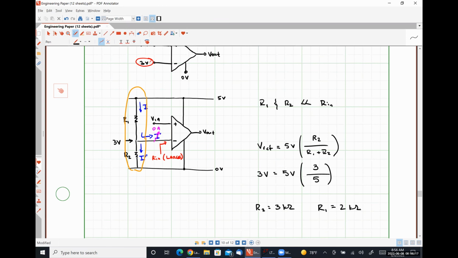Our reference voltage will be very, very close to 3 volts because R1 and R2 are much smaller than our input resistance, typically on the order of hundreds of thousands to mega ohms. So that's how we can use a resistor network to generate our reference voltages in these types of circuits so that we don't have to have access to multiple voltage sources.